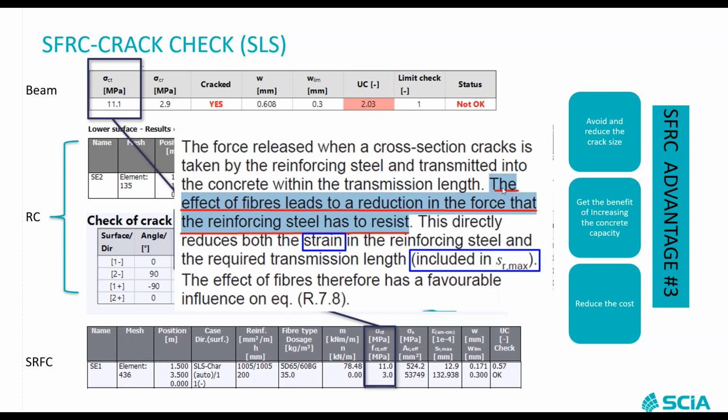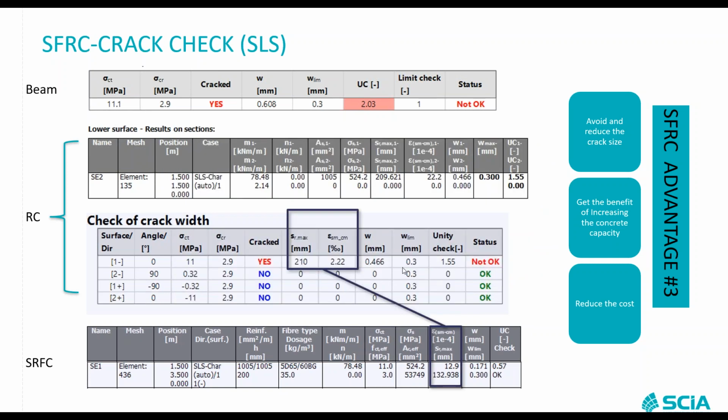They are explaining the behavior of the steel fiber inside the material itself. And they are saying the effect of the fibers leads to a reduction in the forces that the reinforcement steel has to resist. What's the meaning of that? In fact, we will obtain a strain less than compared with the traditional concrete, and also we will obtain SR max less than compared with traditional concrete. Let's check if those two results are correct.